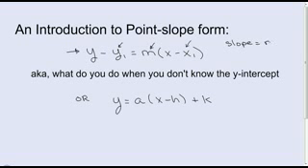So the m value would get replaced with whatever slope you have, and the x sub 1, y sub 1 would get replaced with whatever point you know your line's passing through. The form that I have written down here is just a variation of it, and this form down here is what's also referred to as function form.